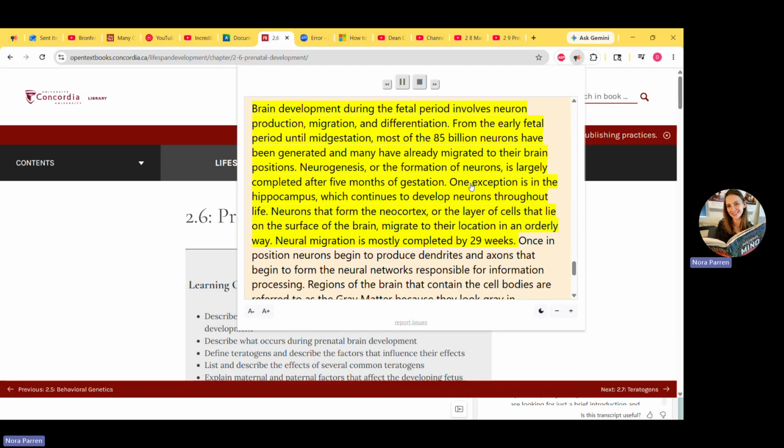Neurogenesis, or the formation of neurons, is largely completed after 5 months of gestation. One exception is in the hippocampus, which continues to develop neurons throughout life. Neurons that form the neocortex, or the layer of cells that lie on the surface of the brain, migrate to their location in an orderly way. Neural migration is mostly completed by 29 weeks.